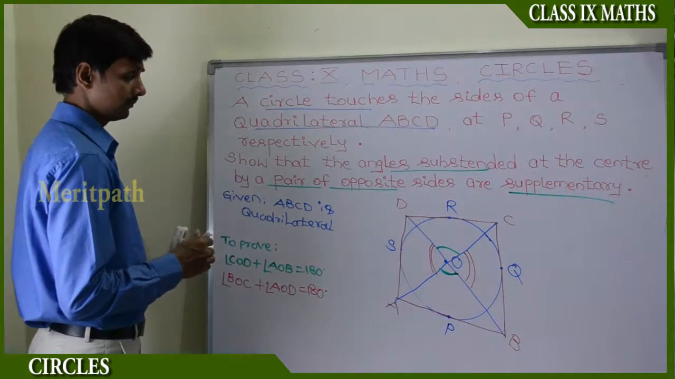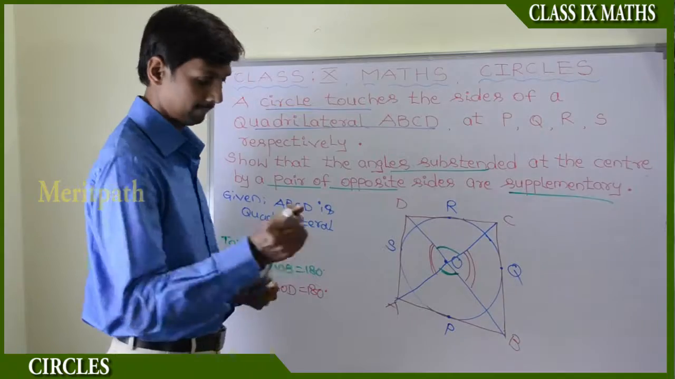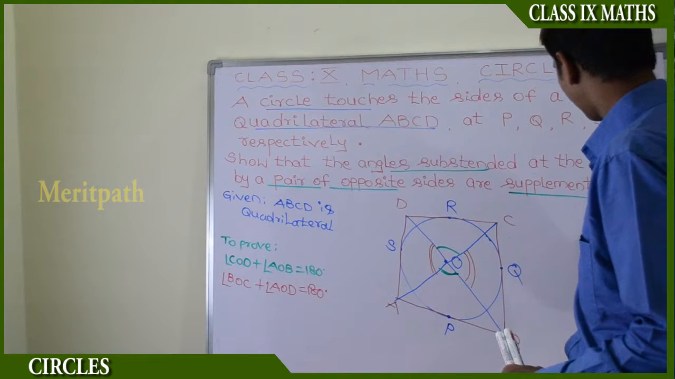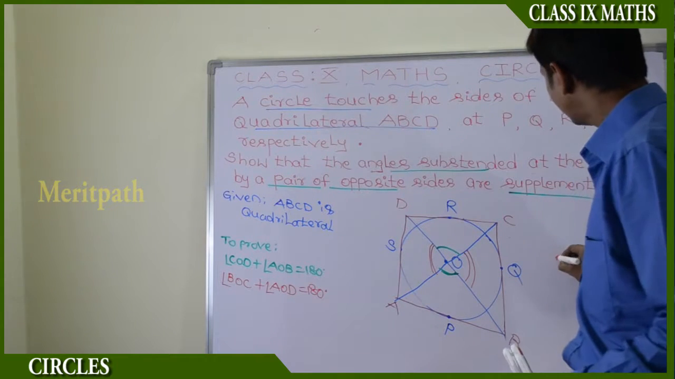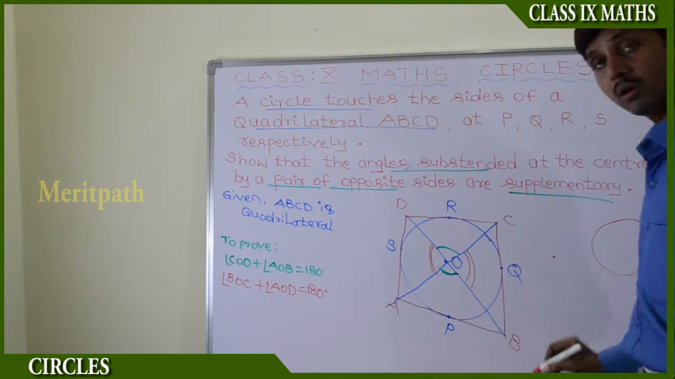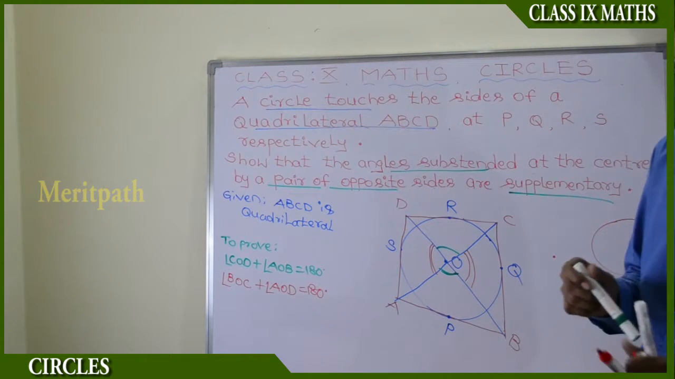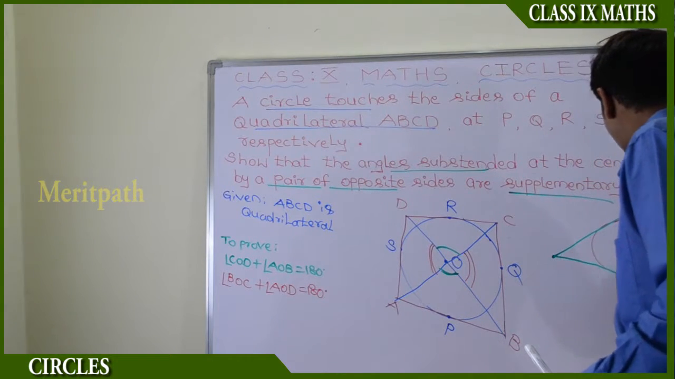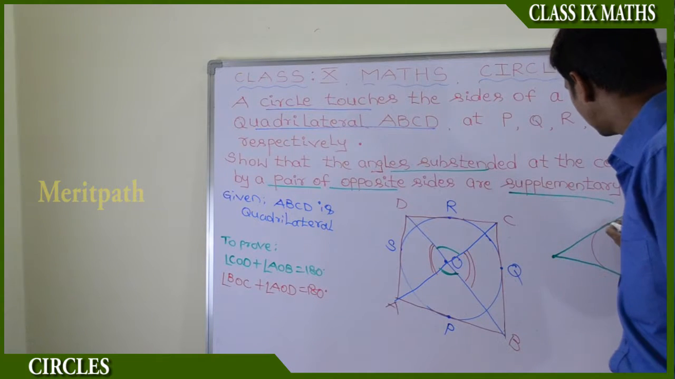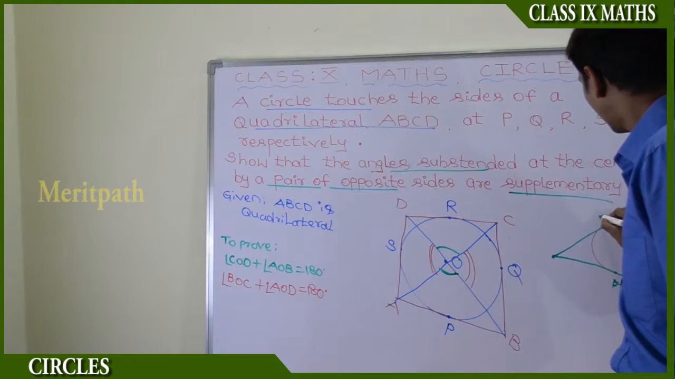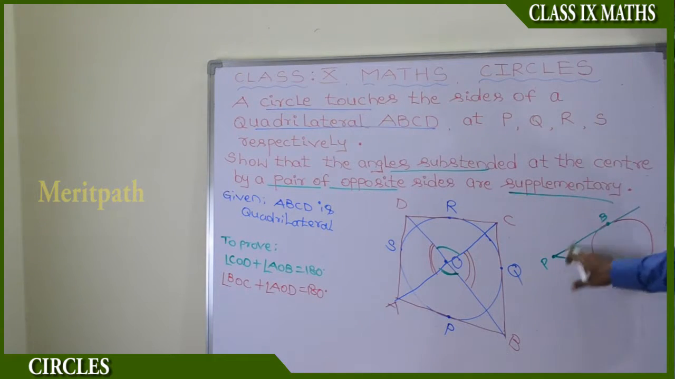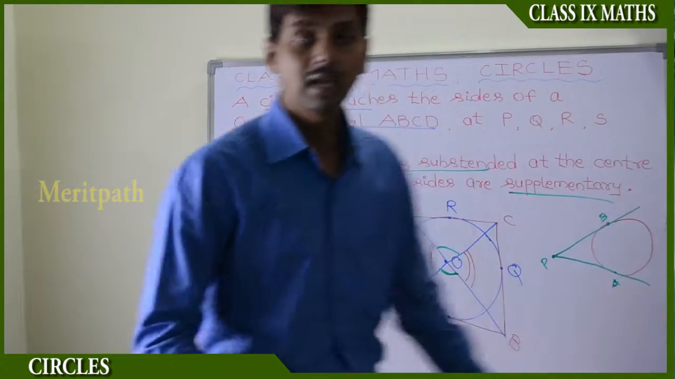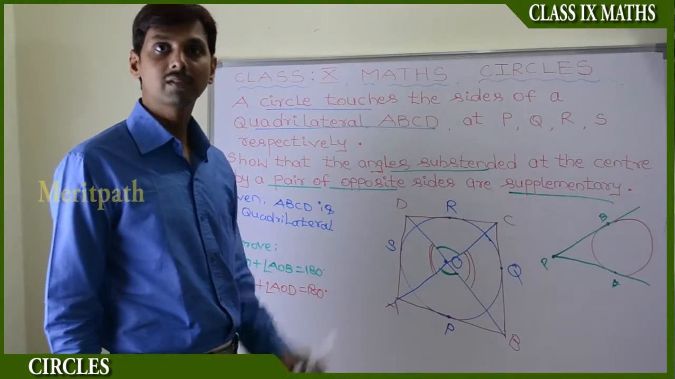Here let's take the property of a circle and tangents: tangents drawn from an external point of a circle are equal. We have taken AB, and P is an external point. Then PA is equal to PB. Then we say that the tangents drawn from an external point of a circle are equal.